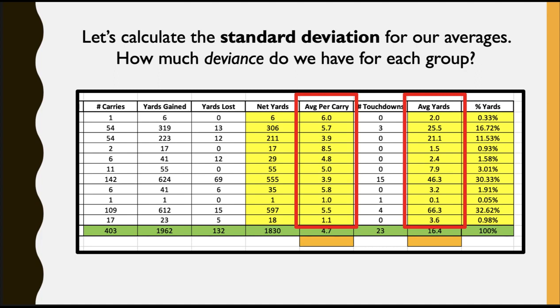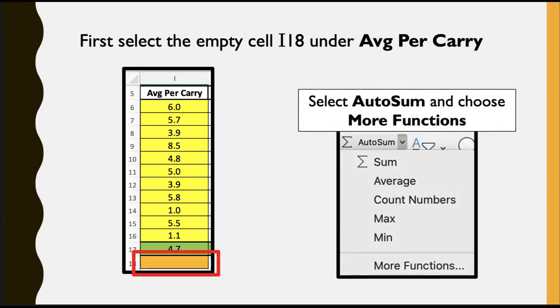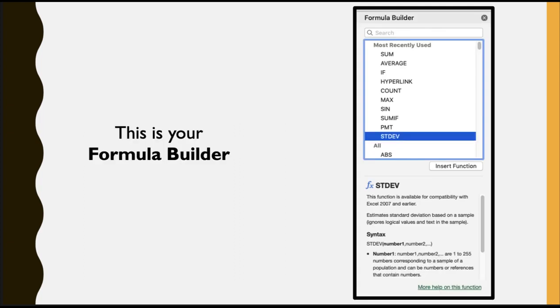How much deviance do we have for each group? First, select the empty cell I-18 under average per carry. Select AutoSum and choose More Functions. This is your formula builder. Our standard deviation formula is STDEV. You might actually need to search for it up here on the top. I would think it would also pop up if you typed in standard deviation. But I do know what you're looking for is going to be STDEV.